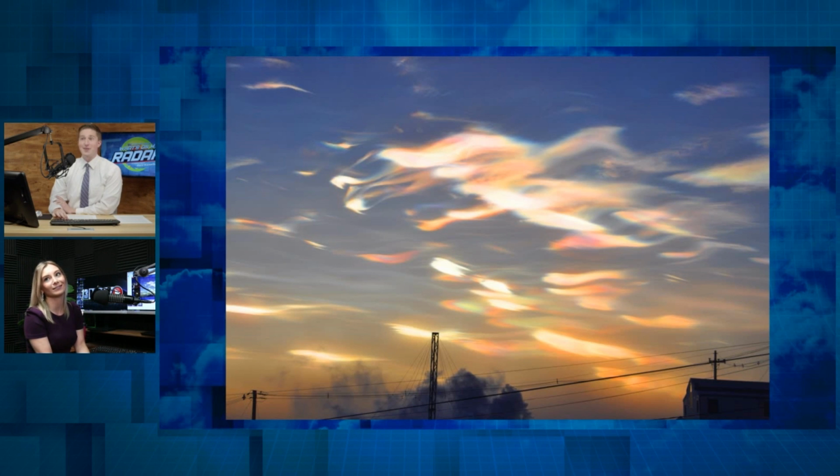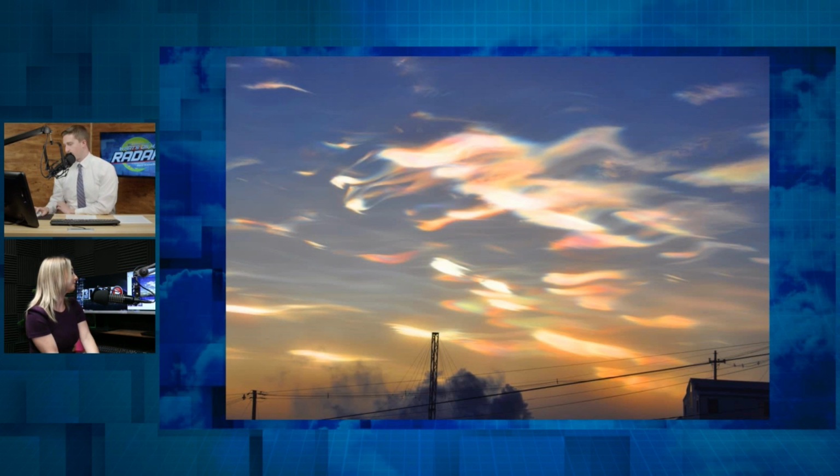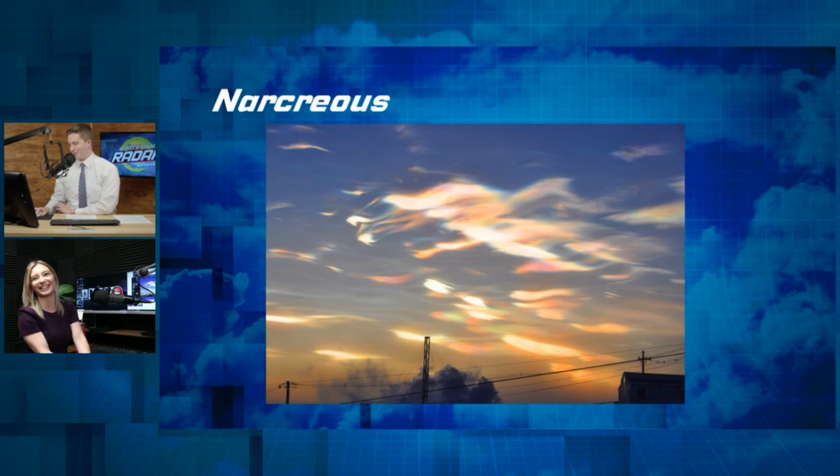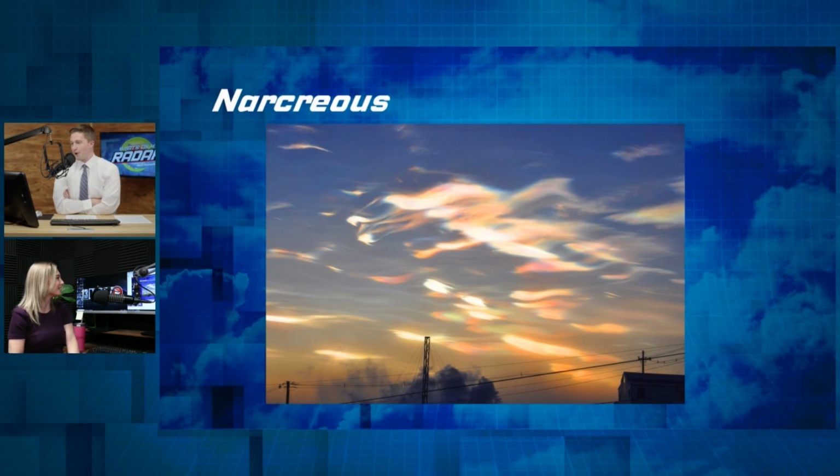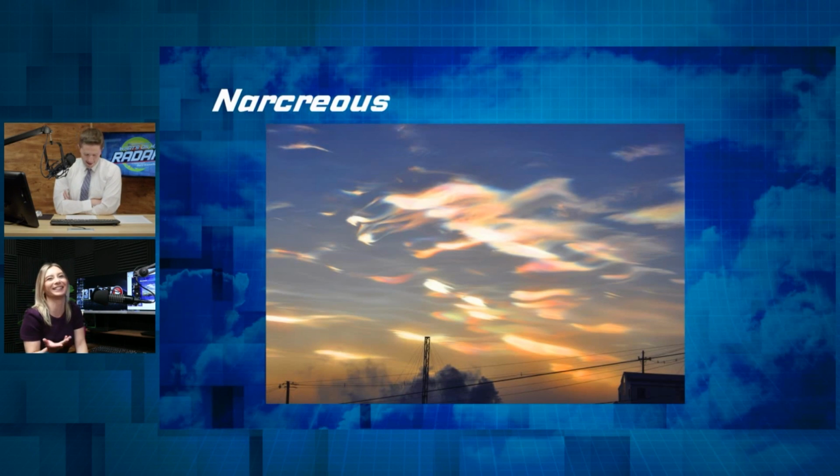So these ones start with the letter N. It's a weird one. You want to try one more? Nacreous. Ooh, that's a fancy name. We're going to have to save these for any new clouds that come up. Nacreous clouds. And these ones are in the stratosphere around the poles.